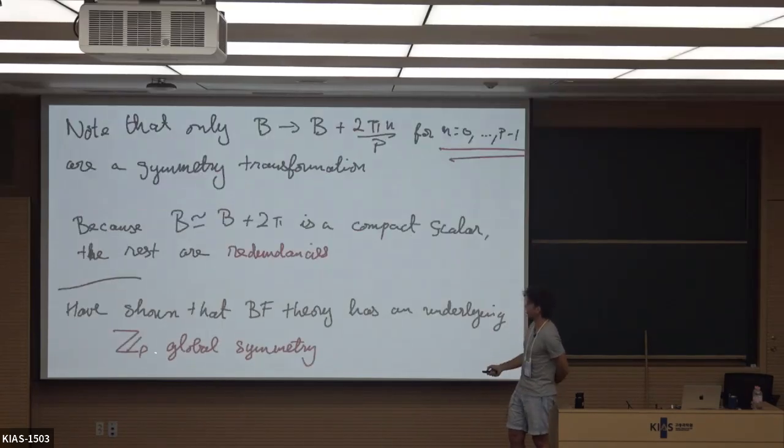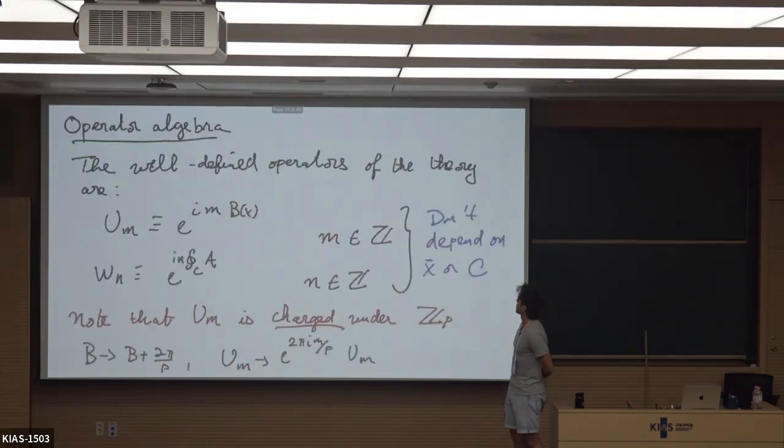So what that means is that the global symmetry of this theory is also known as Z_p. It's a discrete global symmetry of this topological theory. Clear so far? Very good. So now let me tell you what the well-defined operators of the theory are. Because B is only identified modulo 2 pi, the well-defined operator of the theory is an exponential of B.